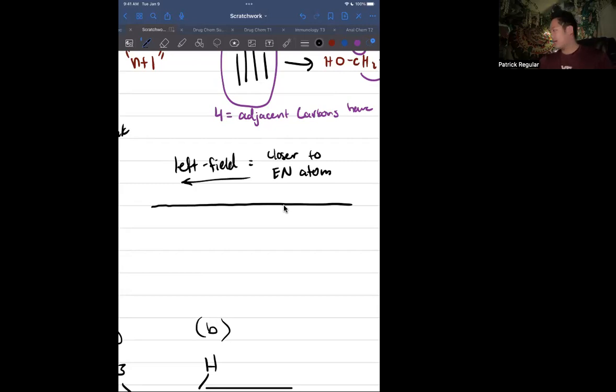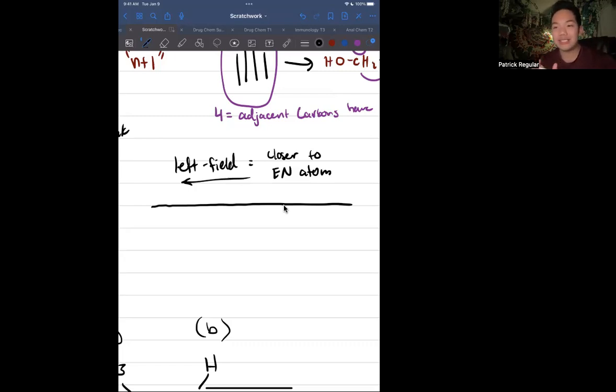Like if you have peaks that are within, I think it's 5 and 7. I haven't looked at the map yet. I think last time I saw it was probably a year ago. 5 to 7 is going to be your aromatic range. There are things that you can pick up on, but I think this is one of the maps that they give you. But you're given a map and you can kind of tell, okay, more left field, closer to the electronegative atom.